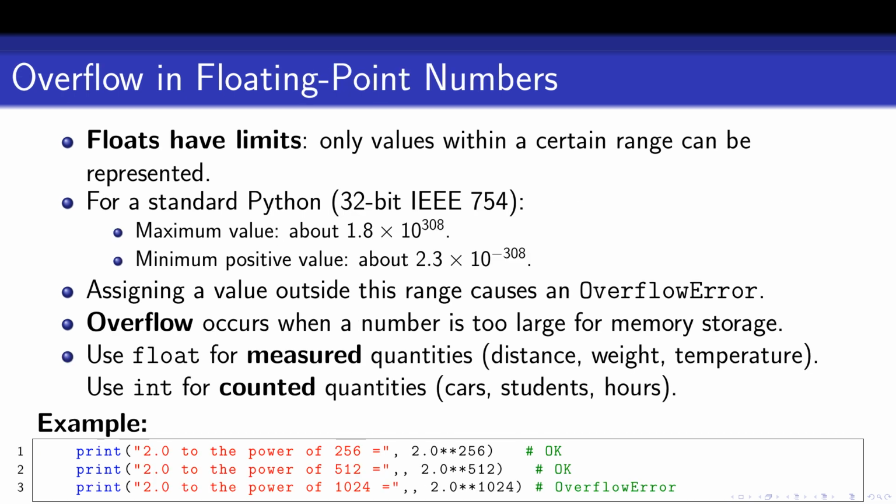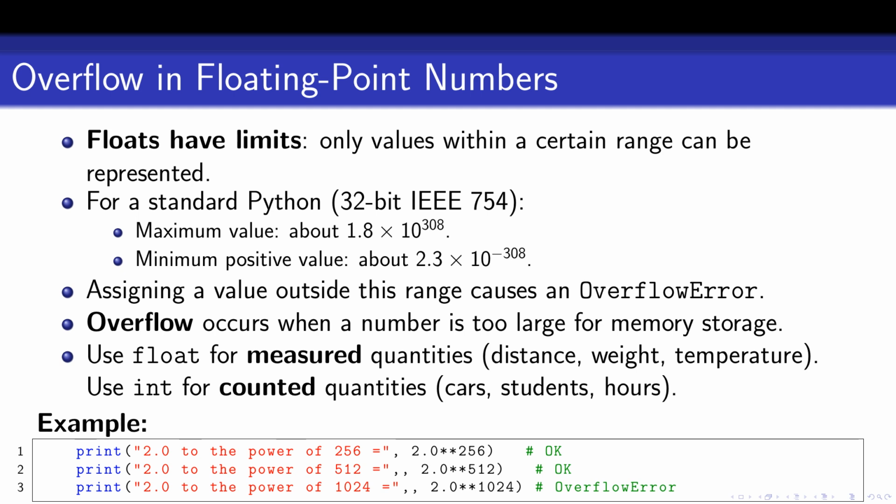While floats are flexible, they also have limits. Python represents floats according to IEEE 754 standards, which means values must fall within a specific range. For example, the maximum float value in standard Python is about 1.8 times 10 to the power of 308, and the smallest positive value is around 2.3 times 10 to the negative 308. If you try to represent a number larger than this, Python raises an overflow error. Overflow occurs when a number is simply too large to be stored in memory.